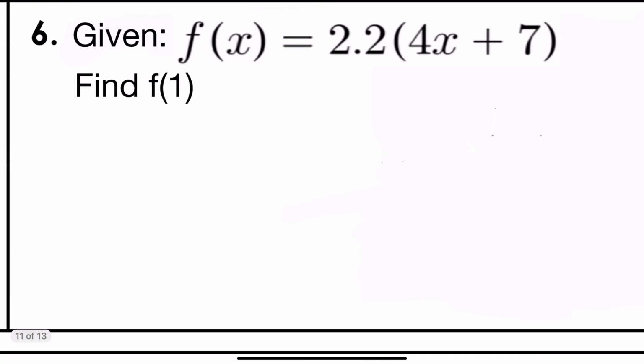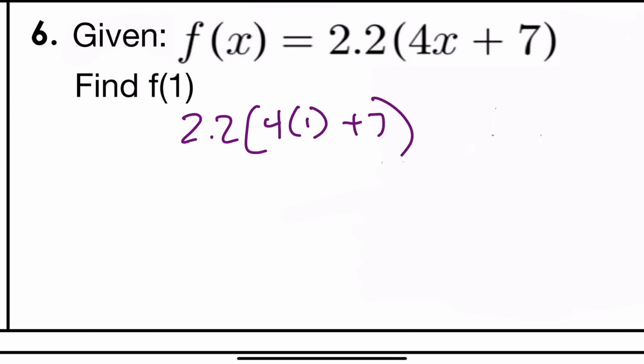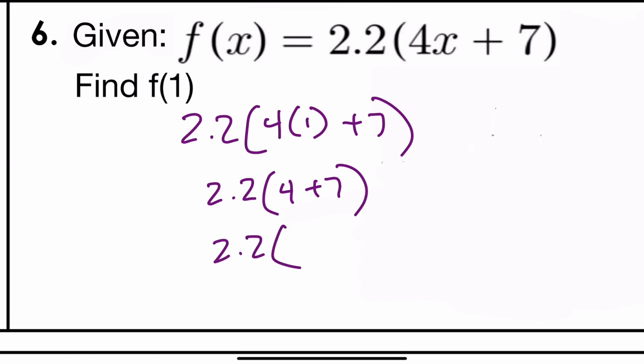Let's do the last one here. We have f of x equal to 2.2 times the quantity of 4x plus 7. And we want f of 1. So I'm going to put that 1 in for x right here. So that's going to leave me 2.2 times 4 times 1 plus 7. Cool. So once again, we have those parentheses, so I'm going to do that first. We got 2.2 on the outside. We got 4 times 1 on the inside. Well, that's just 4. And then, we're still on the inside of those parentheses, so I'm going to say 4 plus 7, that will be 11. And then we have 2.2 times 11, and that's going to be 24.2.